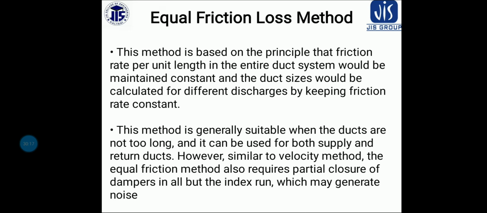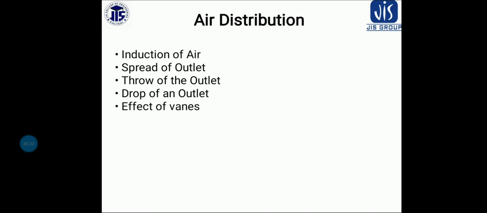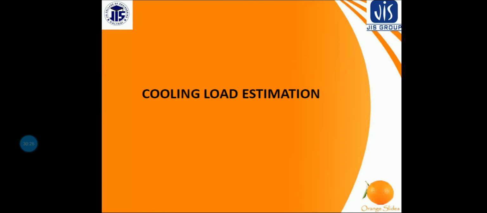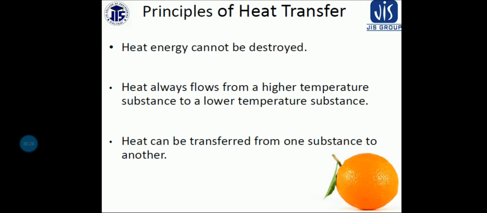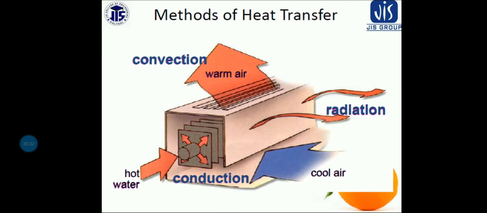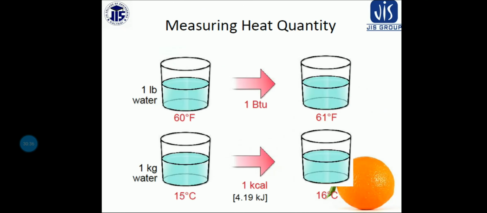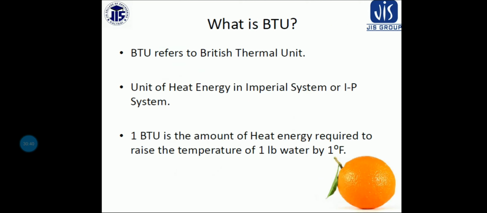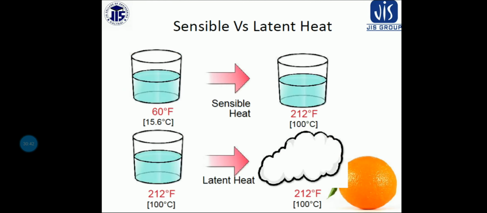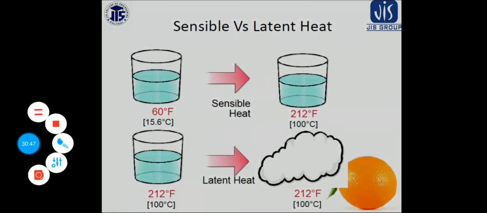This is the loss due to friction. Next class we will be discussing the dynamic loss, and also the cooling load estimation, the principle of heat, methods of heat transfer: conduction, convection and radiation processes, measuring heat quantity, then what is BTU, British Thermal Unit, and sensible versus latent heat.